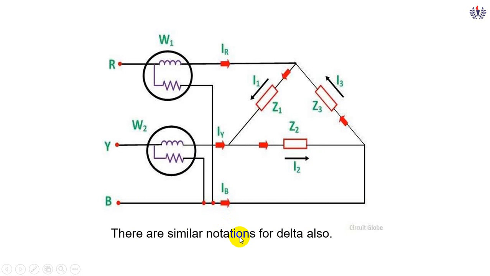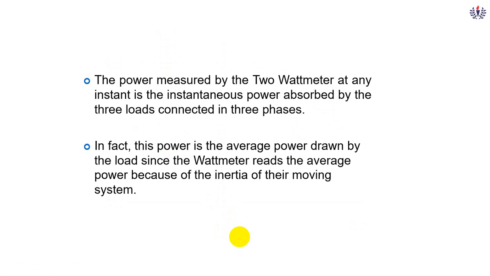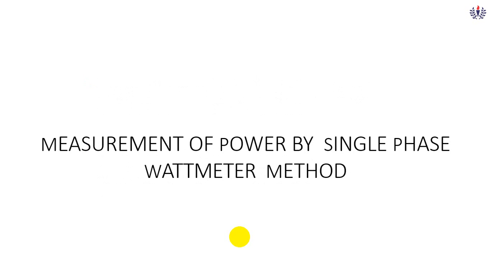So this is the easiest method to measure the power. The same 2 watt meters are used in it. Here you can see the deflection in a single meter by means of 2 watt meters. The connected load absorbs the power, and that power is measured using the 2 watt meters. The average power drawn by the load is read in the watt meter. So this is the system.